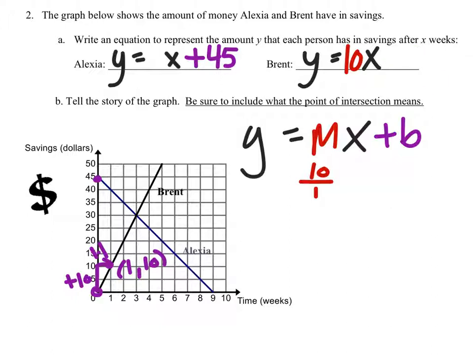But Alexia, hers shows that from 45, she went down. She lost $5 in the 1 week. So that would be a slope of -5 over 1, which would just be -5. So her equation is y equals -5x plus 45.